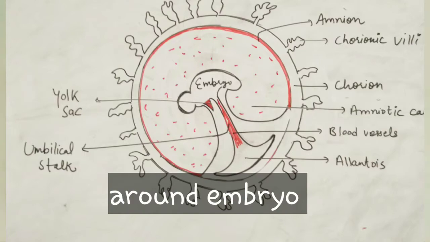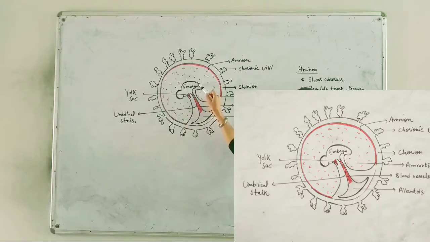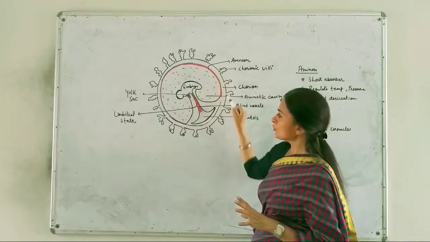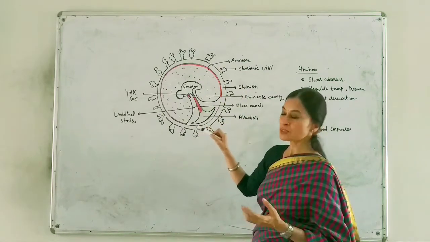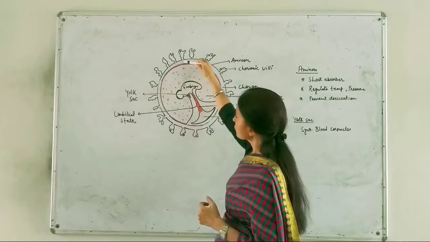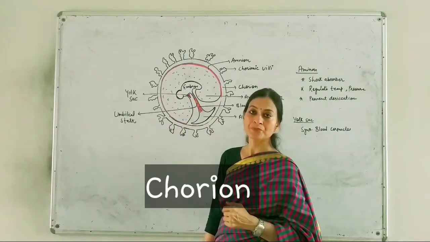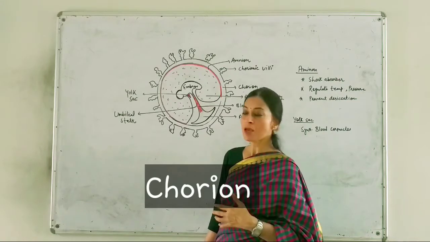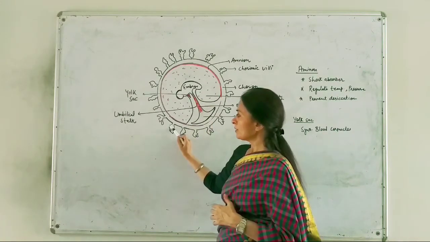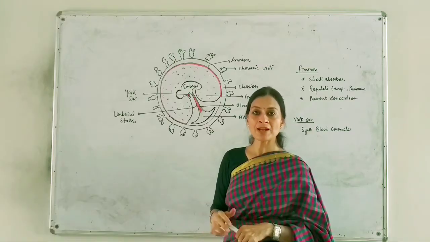Here in this structure, I have shown this embryo which is developing from the inner cell mass, and around this embryo you can see a number of structures. First of all, see that there is an outermost layer. This outermost layer is known as the chorion layer, or the chorion membrane. This chorion membrane is having finger-like structures. These finger-like structures are known as chorionic villi.